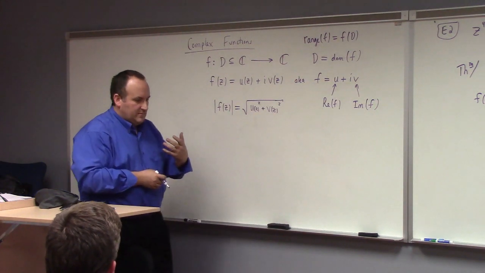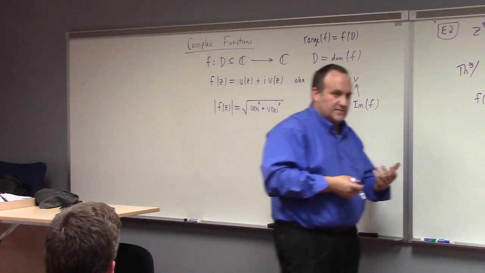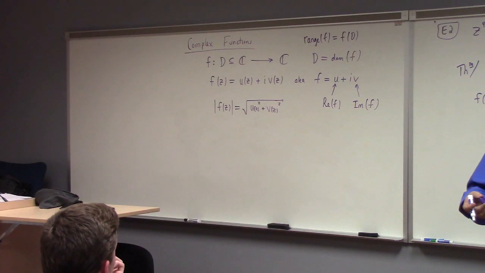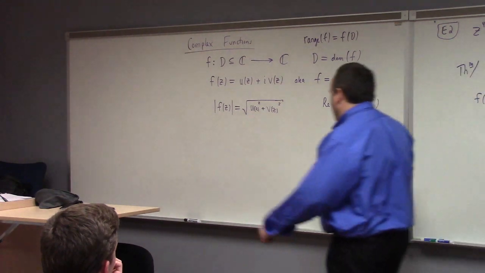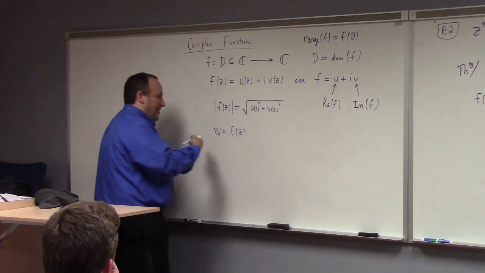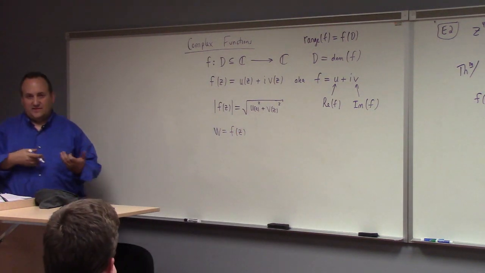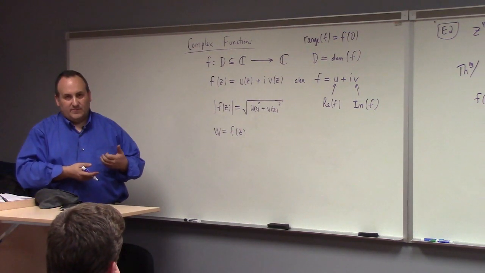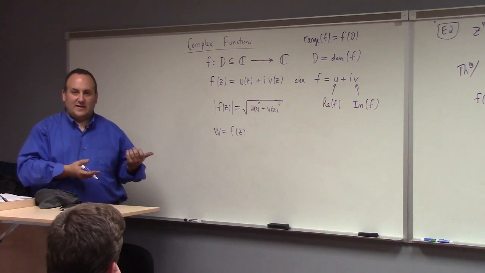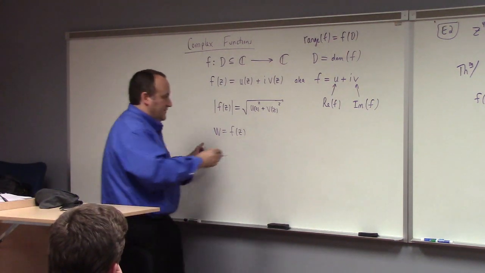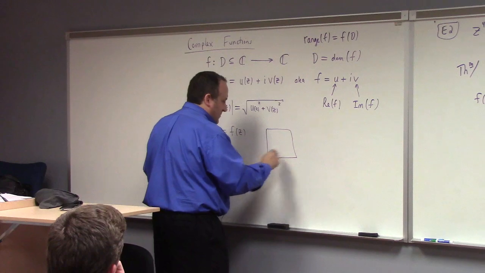Now, you've been immersed in real calculus, so you have an idea about how to visualize a function. You look at its graph. We can't do that, because if we have w equals f of z, well, we can't graph that, because w is two-dimensional and z is two-dimensional. So you have 2 dimensions for the domain and 2 dimensions for the range. That's 4 dimensions, which is one too many for pictures, at least for me. So what we do instead is we look at the function as what's called a mapping.